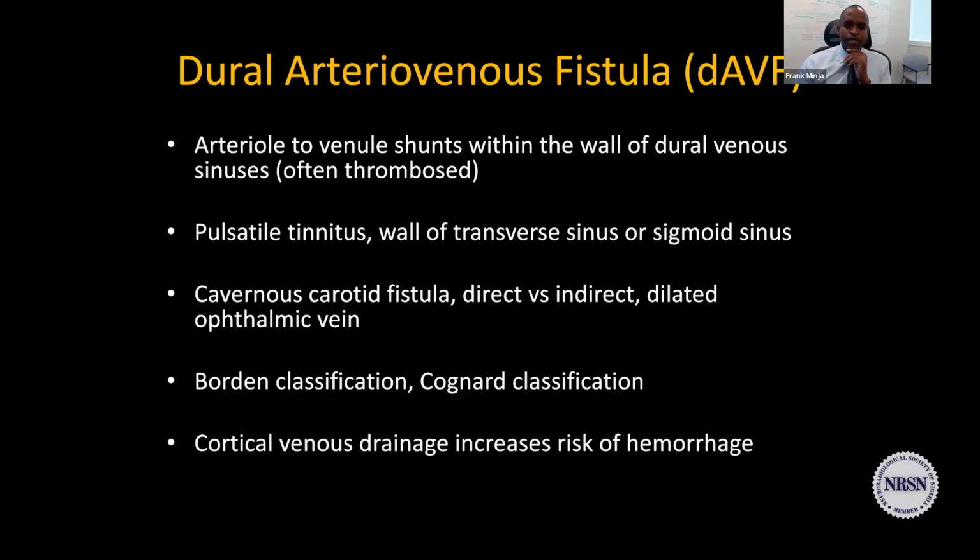There are several classification systems. The two of them are the Borden and Cognard classifications. We're going to talk about them very briefly. Suffice it to say, the risk of hemorrhage from a dural AV fistula is related to whether or not there is corticovenous drainage. And corticovenous drainage just indicates that we have venous hypertension in the system, right? So when you see corticovenous drainage, that is indicating that we have venous hypertension, and that is what results in the risk of hemorrhage. And those hemorrhages are essentially venous hemorrhages because of that venous hypertension.